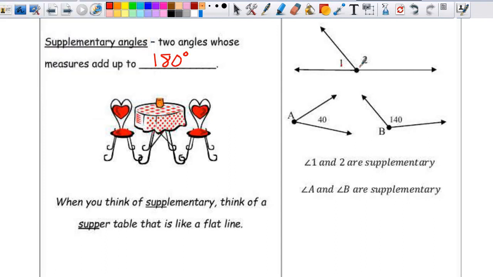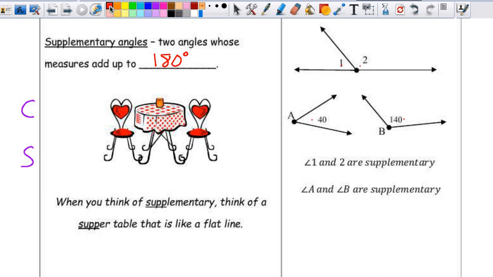What that does is you know, without having to have numbers in there, that 1 and 2 would add up to 180. Or in this case, you would have 40 and 140, knowing those add up to 180. There's an easy way to remember the difference between complementary and supplementary, which I teach a lot of kids. Complementary starts with a C. Supplementary starts with an S.